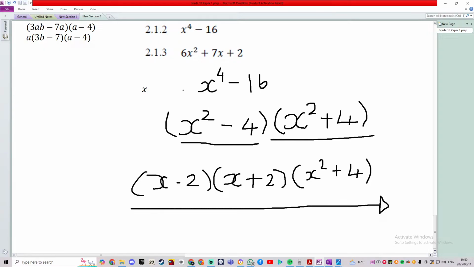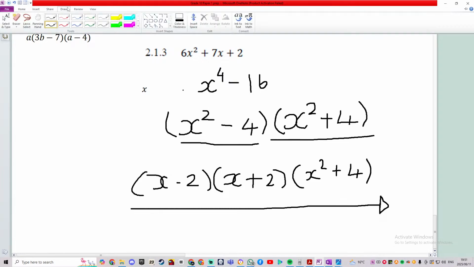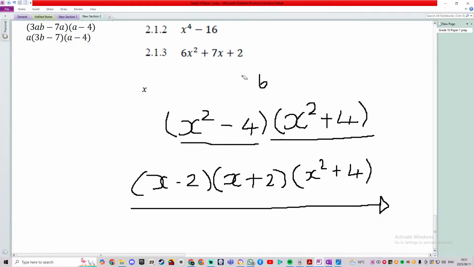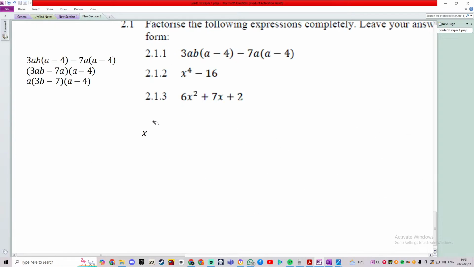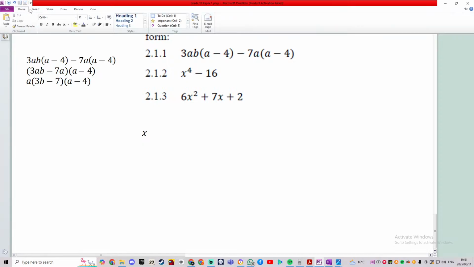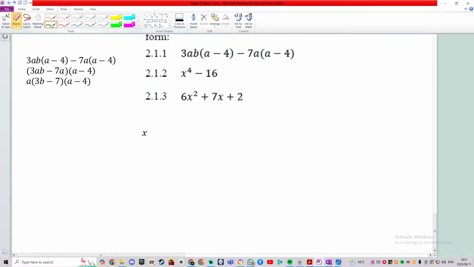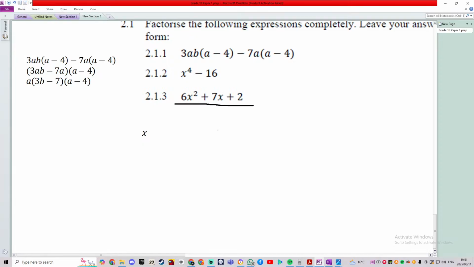Okay, no questions, nothing. It's fine, we move on. I'm just going to erase. You can just pause it here. I'm going to erase it now. Okay, let's have a look now at this one here. It's a trinomial. Very, very difficult trinomial.